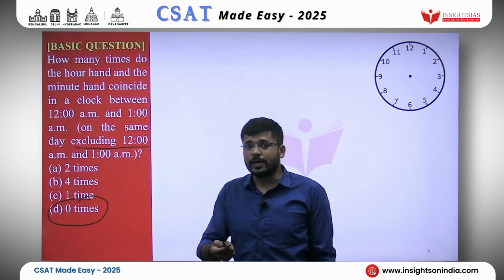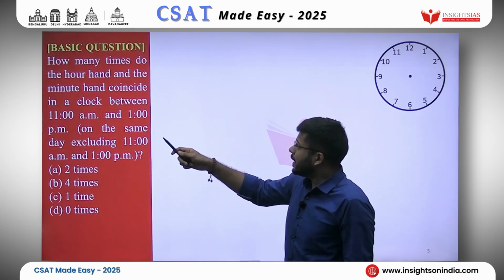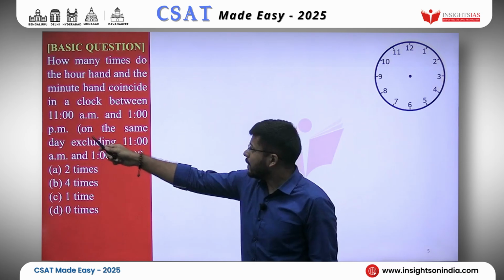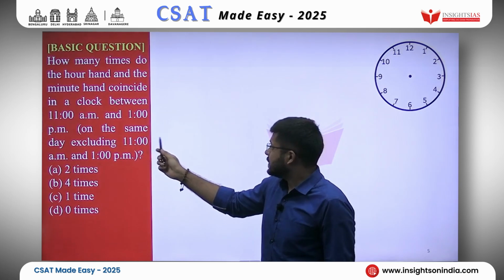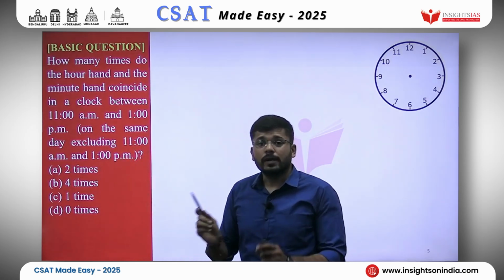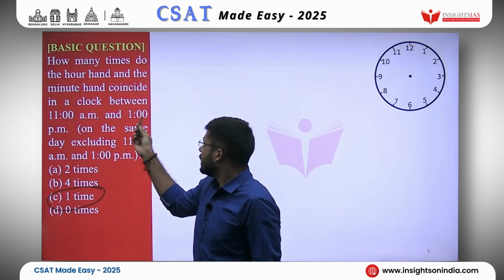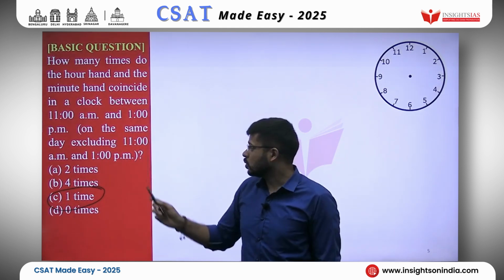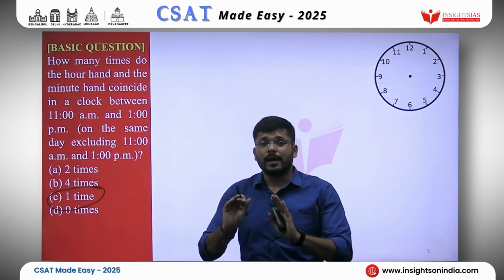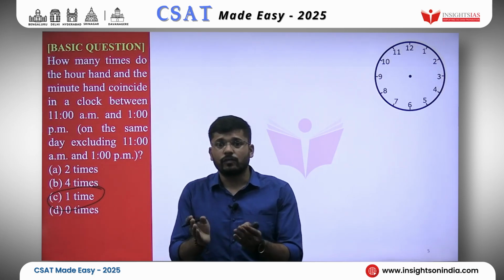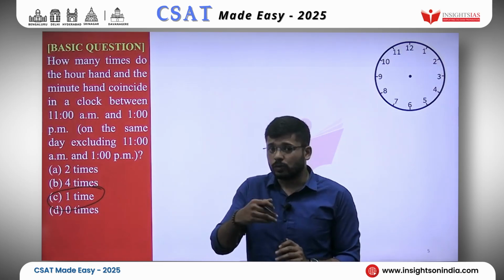Okay. Now let's go to the next question. How many times do the hour hand and the minute hand in a clock coincide between 11 a.m. and 1 p.m. on the same day, excluding 11 a.m. and 1 p.m.? Now our answer would be 1 time. This is 11 in the morning and this is 1 in the afternoon. So, between 11 and 1, they coincide only once. I think now you got a very good idea of the coincidence of the minute hand and the hour hand. Okay. Now, let's go to the next question.